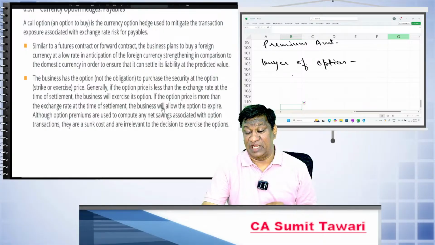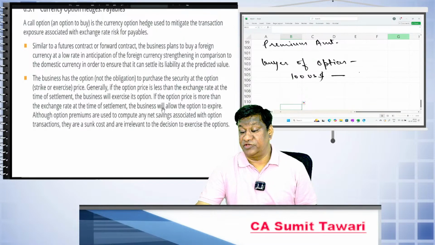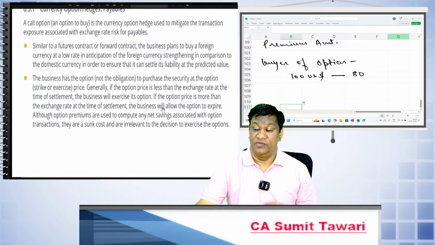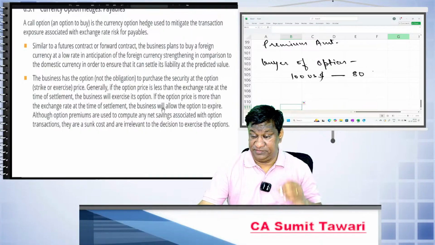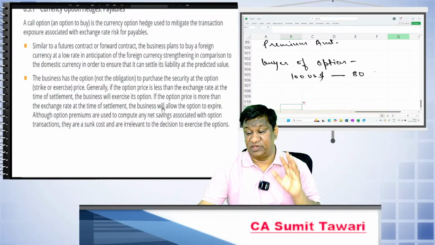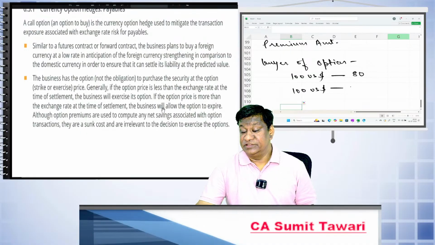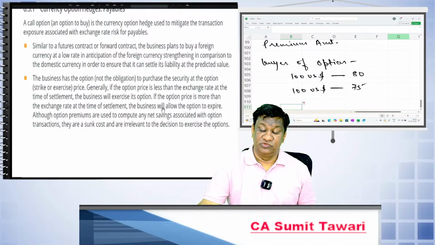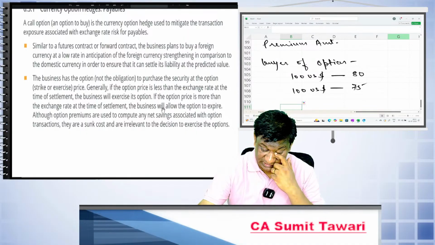Okay, it is decided that you are going to buy 100 US dollars at the exchange rate of 80. It means you have a right to buy 100 US dollars at the exchange rate of 80. Okay, if tomorrow the exchange rate is say 75.